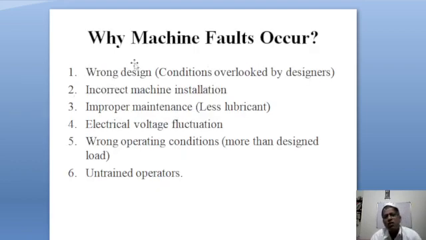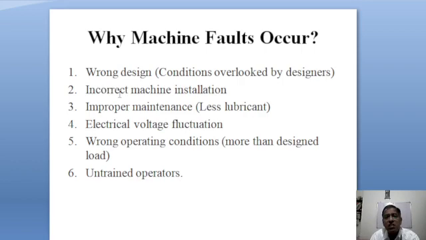Then, why do machine faults occur? What is the exact reason for machine faults? These are some of the reasons due to which machine faults occur. First is wrong design. The designer may not have considered all the factors at the design stage, and may overlook certain conditions which the machine faces during its operation, and because of that the machine fault occurs.